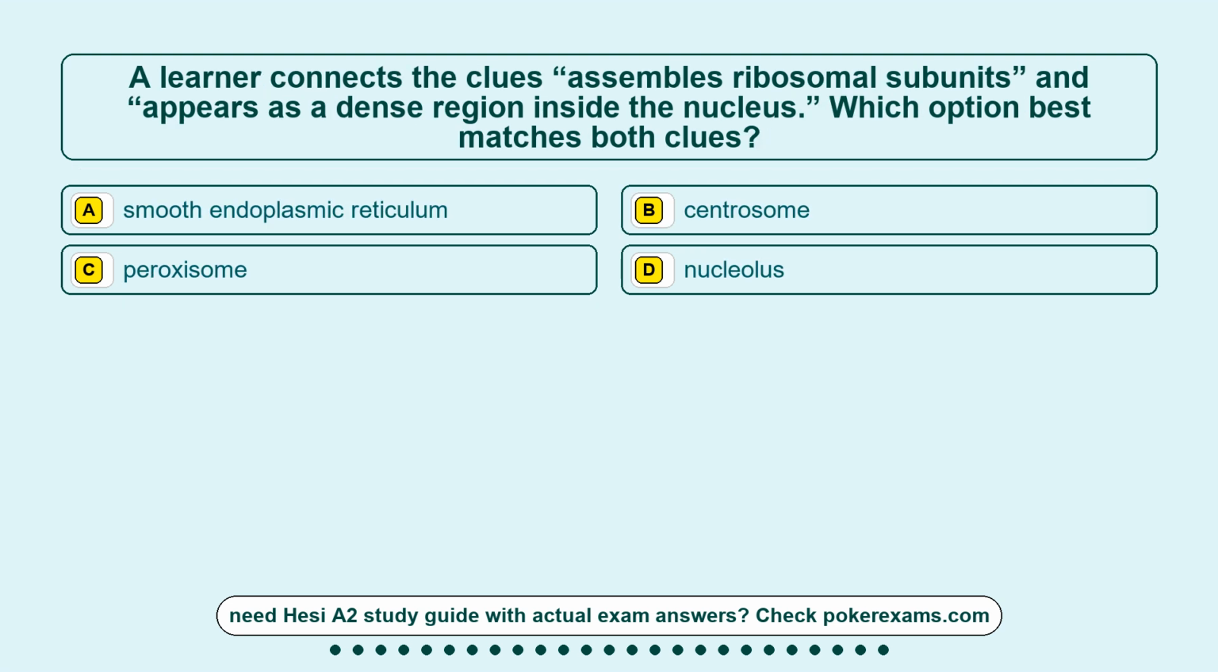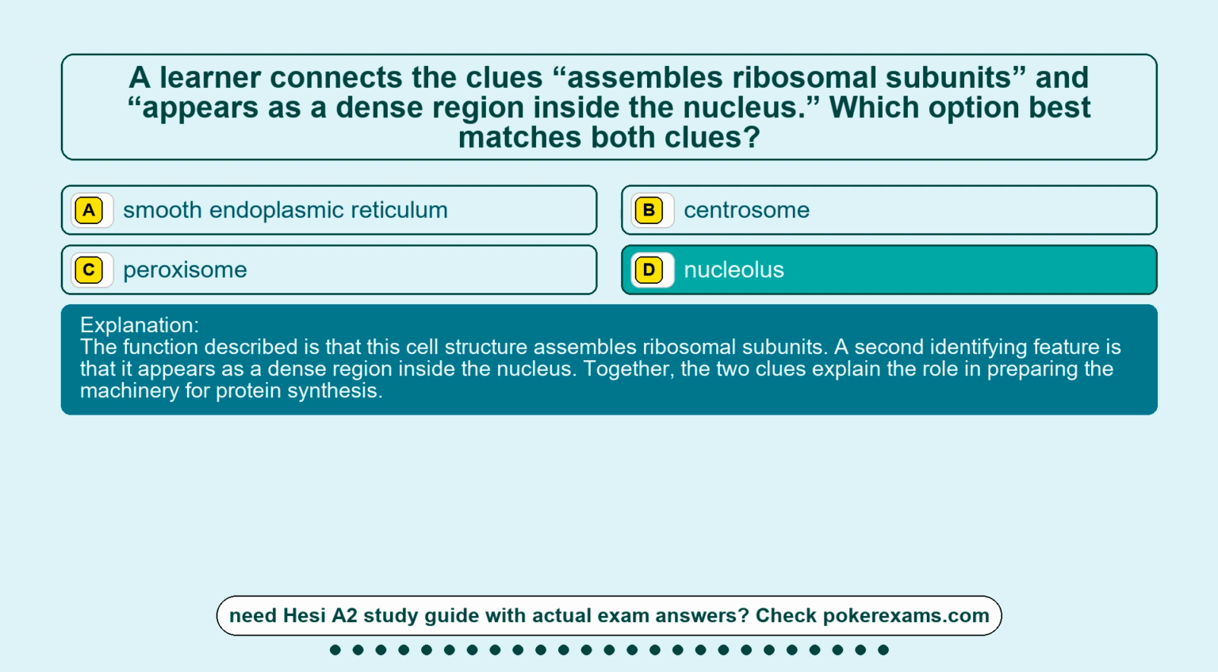Question 15. A learner connects the clues: assembles ribosomal subunits, and appears as a dense region inside the nucleus. Which option best matches both clues? Option A, smooth endoplasmic reticulum. Option B, centrosome. Option C, peroxisome. Option D, nucleolus. The correct answer is option D, nucleolus.